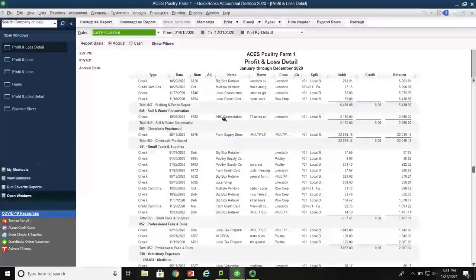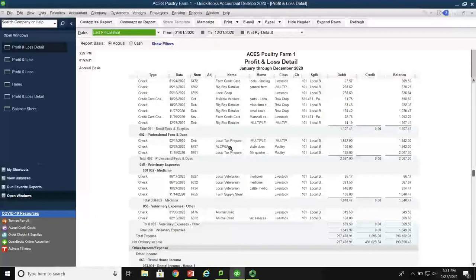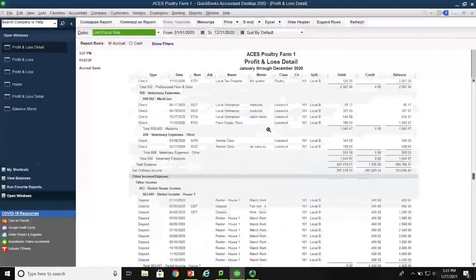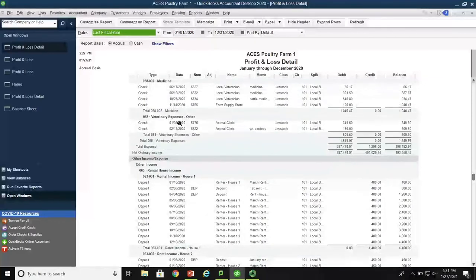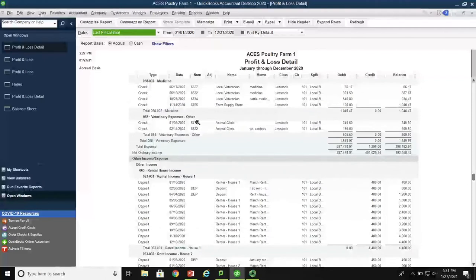Here's the soil and water conservation expenses for the year, the chemicals purchase. And then here's small tools and supplies, big box retailer, poultry supply, just a number of them there. And then we have our local tax preparer for professional dues and fees. Looks like we ended up paying them a little over $2,000 for the tax return last year. And then we have veterinary expenses. First one was for medicine, and then the other one's veterinary expenses other.